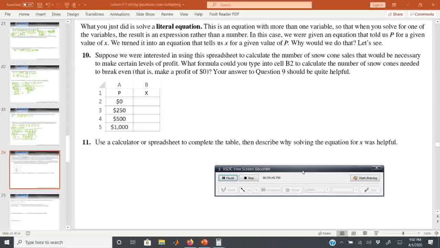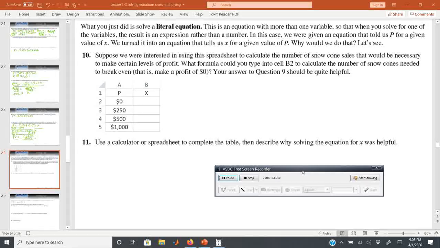Go on to question 10. So question 10, what you just did was solve a literal equation. So we just rearranged the equation to find x in terms of p.